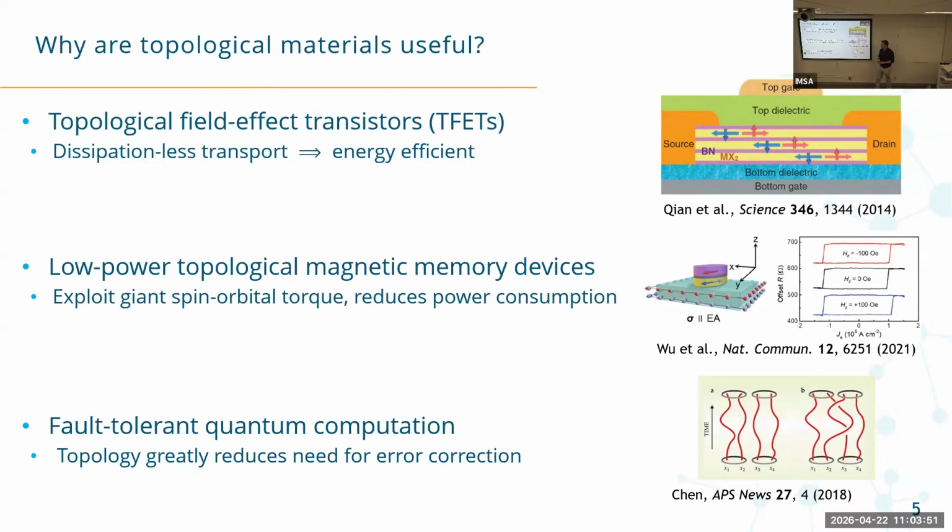Low power topological magnetic memory devices. Again, this is a power argument, so that you can make memory that's again cheaper on your computer's power source. This is a big deal, right? If you're talking about a data center. Then the final is fault tolerant quantum computation. I'm sure this is the example maybe most people are familiar with, braiding Majorana modes in a superconductor.